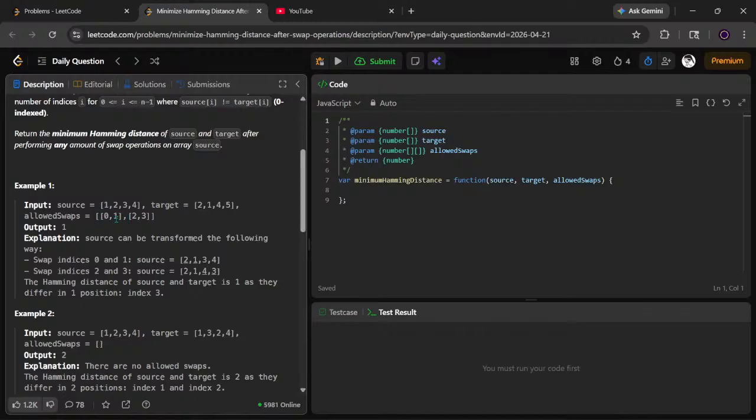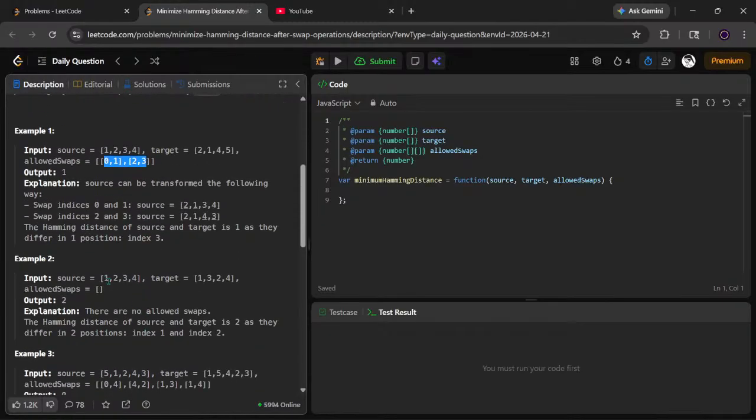So they told me the allowed swaps are between 0 and 1, and they can swap 1 and 3 as well. Oh, these are indices, okay. The Hamming distance of source and target is 1 since they differ in one position, index 3. Source is 1 2 3 4. Target is 1 2 3 4. We need to find the target.